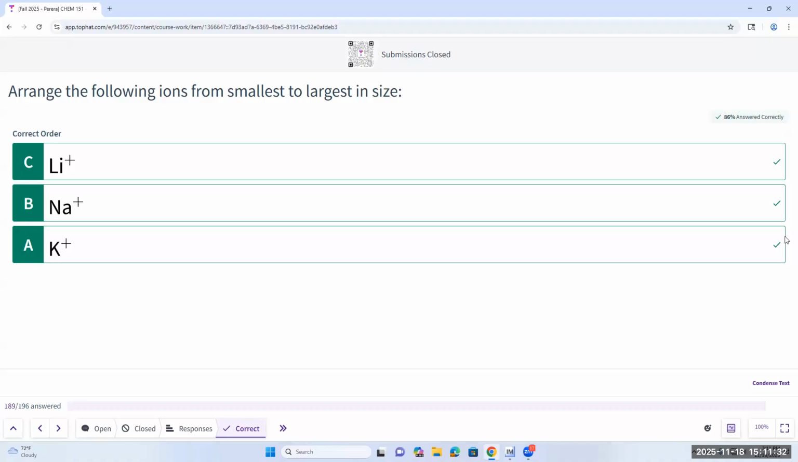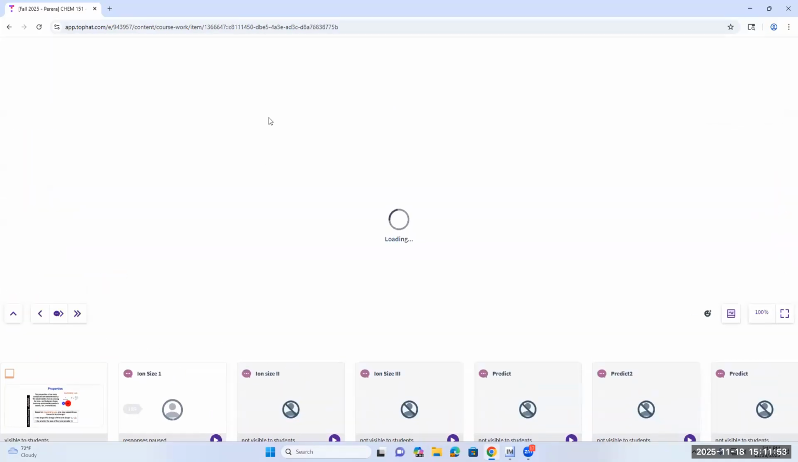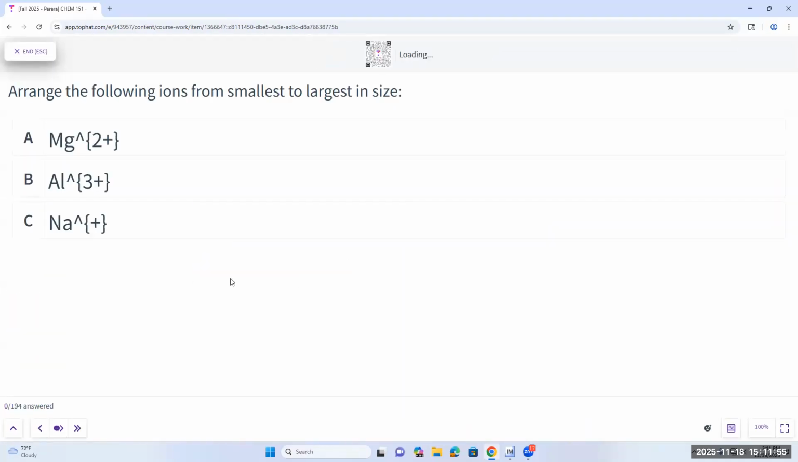Lithium, sodium, and potassium are in the same group. When you go down the group, what happens to the size? It gets bigger. Why? More shells. We're adding more shells. Each added shell is bigger than the previous one. That's why the size increases when you go down the group. See what we have next.